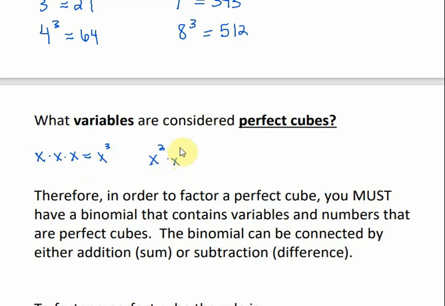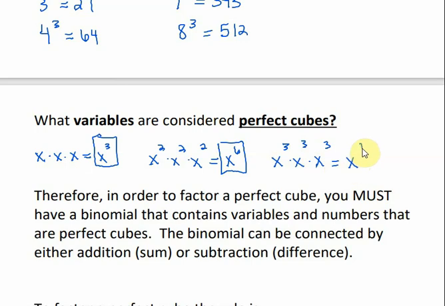X squared 3 times would give me x to the 6th. So x to the 6th is a perfect cube. X cubed 3 times would be x to the 9th. So that is a perfect cube. What do you notice about all of these variables that are perfect cubes? All of their exponents are divisible by 3. So if a variable has an exponent that's divisible by 3, then it is a perfect cube.